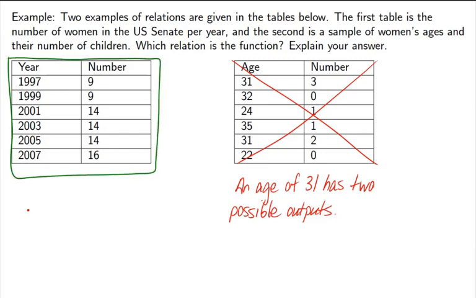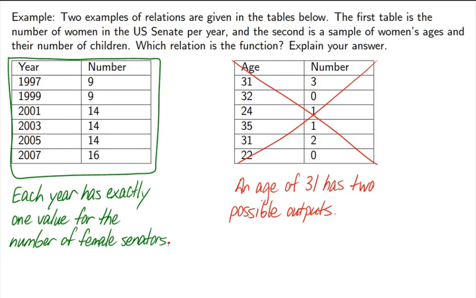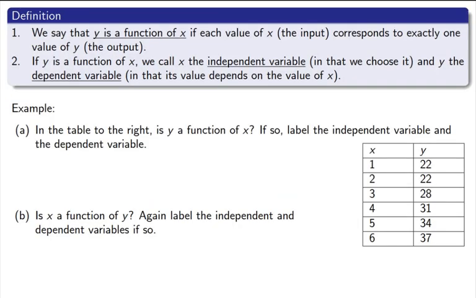And let's write this down. Each year has exactly 1 value for the number of female senators. So if we are to talk about these functions, we often use the phrase, y is a function of x. What this means is for a value of x, which we're calling the input, it corresponds to exactly 1 value of y, which we're calling the output. So again, the phrase is y is a function of x.